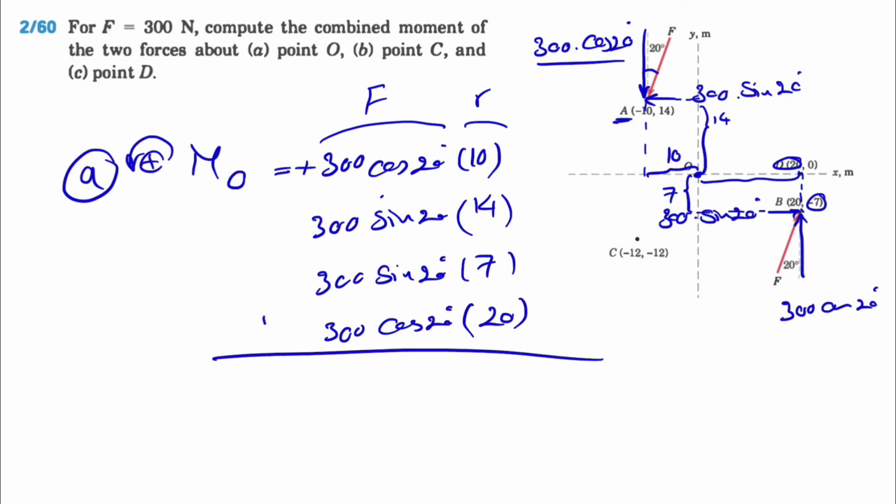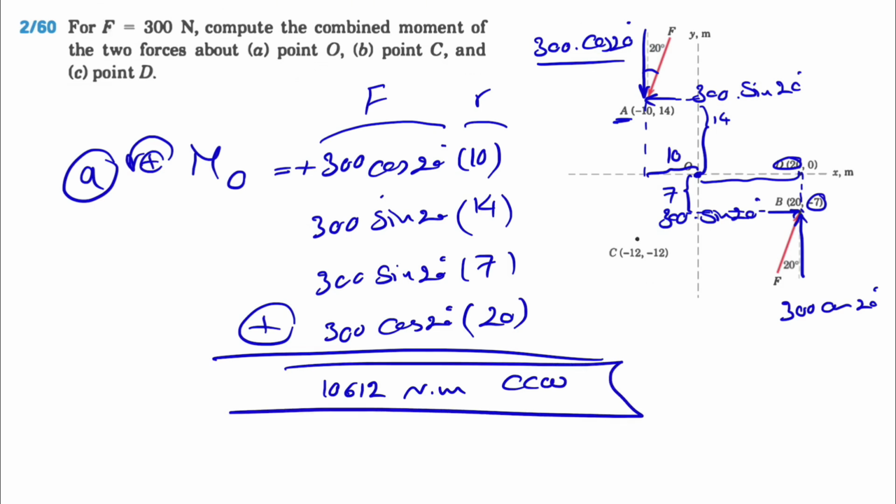And all we need to do is just to add all of this together, and if we do that, we'll get 10,612 Newton meter, no negative sign, and that shows the moment is counterclockwise. So this would be the answer for the A part of the question.